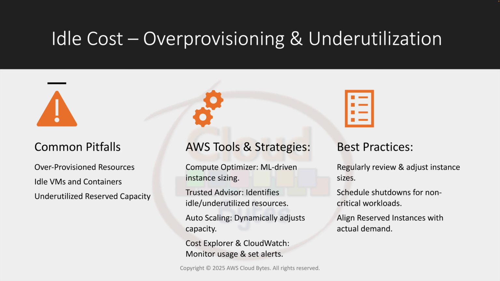AWS provides tools like Compute Optimizer for sizing recommendations. Then you have Trusted Advisor to spot idle or underutilized resources. You also have auto scaling capabilities, which means you don't have to over-provision. You can scale as and when requests increase or whenever there is a requirement to scale. Then you also have Cost Explorer and CloudWatch monitoring, which allow you to look at the usage and set alarms. Regular reviews and scheduled shutdowns further help in aligning cost with actual usage, making your AWS environment both efficient and cost effective.